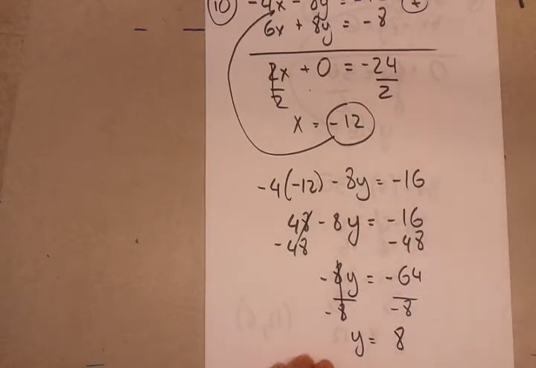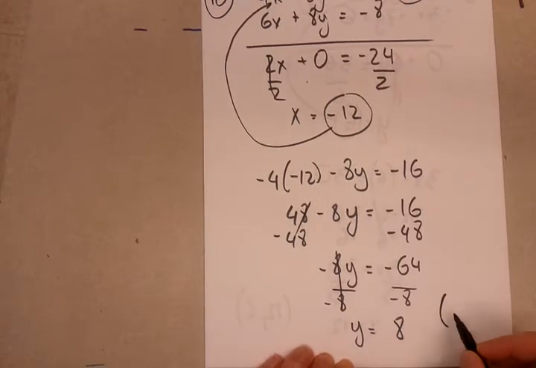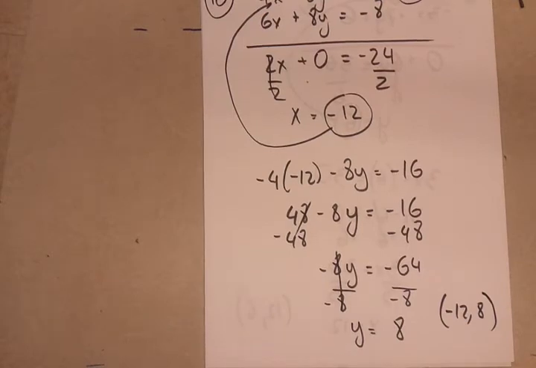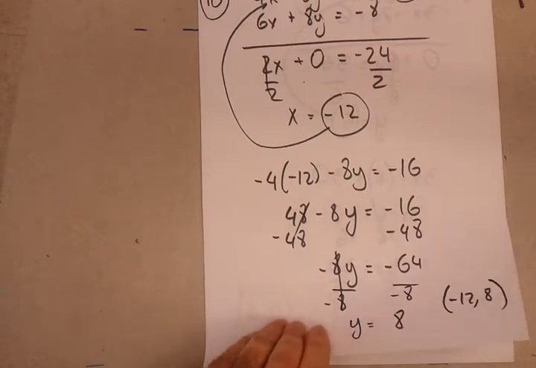So now we both have x and y. So we're done. Just create your ordered pair. X goes first, y goes second, and you are finished. So those were two problems done with addition. Now let's do a pair with subtraction.